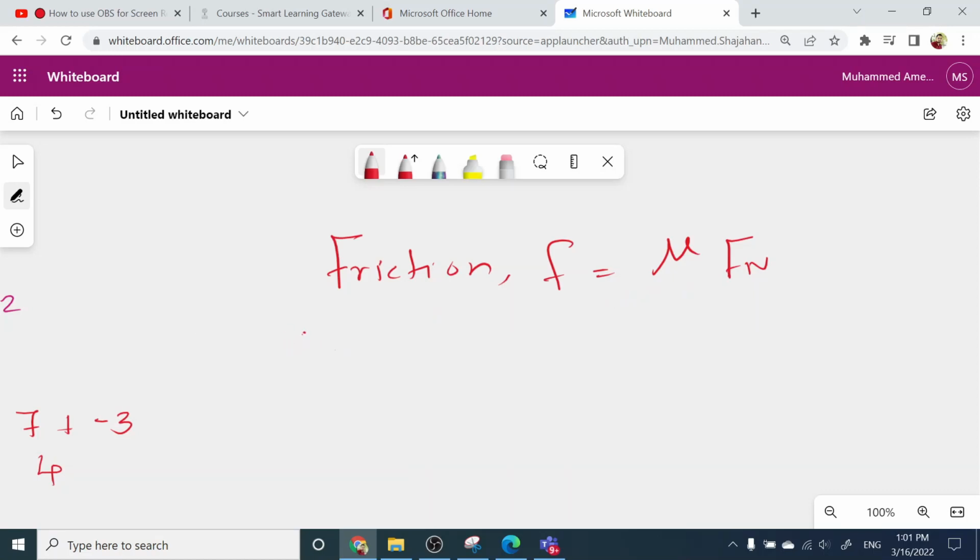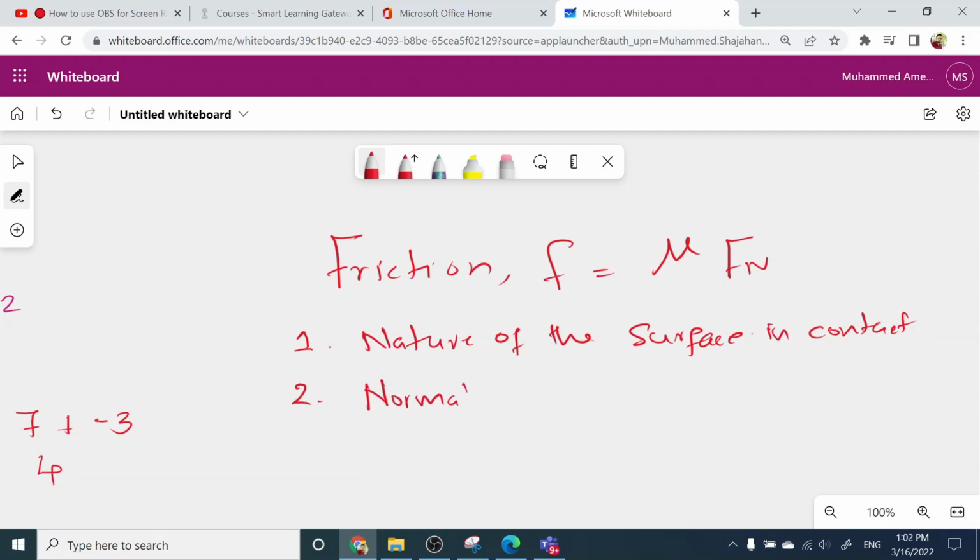So we can write a frictional force always depend on two factors. One is nature of the surface in contact, means the surface of the moving object and the surface of the platform. So the frictional force depends on the surface in contact. Second, the frictional force depends on the normal force. So these are the two factors on which frictional force depends on.